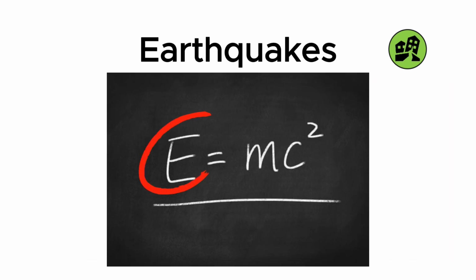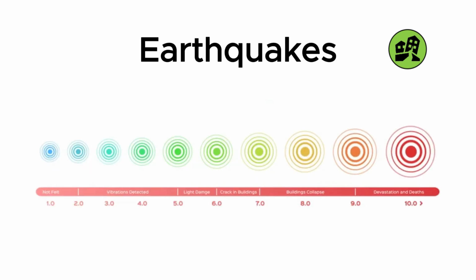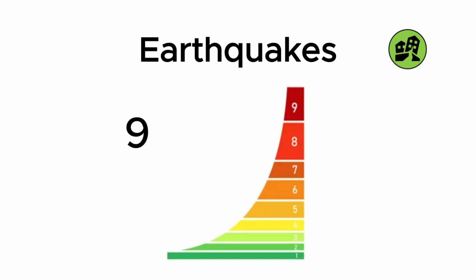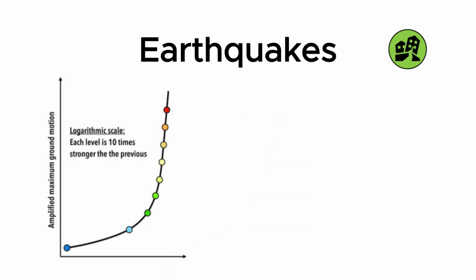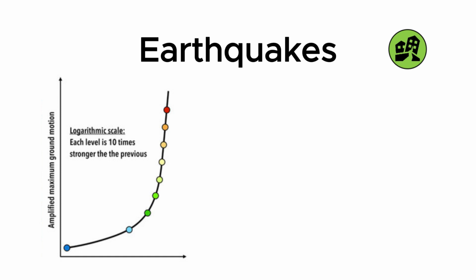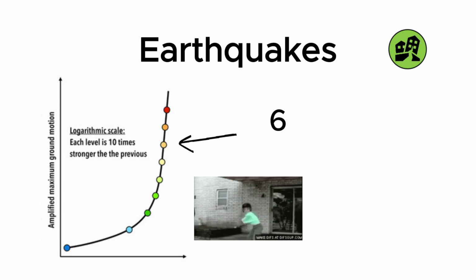The energy released during an earthquake is measured on something called the Richter scale. This scale determines how strong the earthquake was. The scale starts at 0, which is so weak that you wouldn't even feel it, and can go up to numbers higher than 9. Each number on the scale means the earthquake is 10 times stronger than the number before it. To give you an example, an earthquake that measures a 3 might make your house creak a little, but one that measured a 6 could break windows and even crack roads.